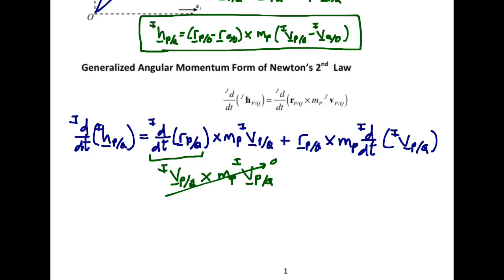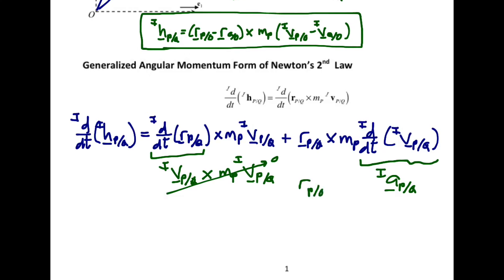So the time differentiation of our velocity of P with respect to Q is the acceleration of P with respect to Q. So it's a relative acceleration. And so that means our only term that we have left now is this r of P with respect to Q cross with our mass times this relative acceleration. Complete the expression.